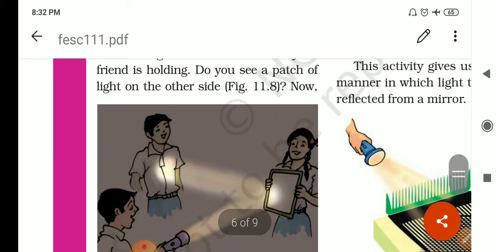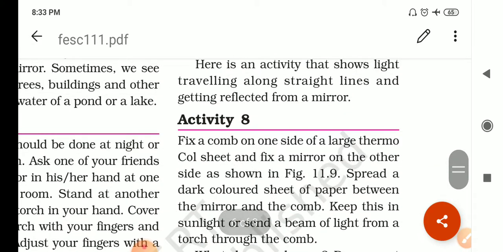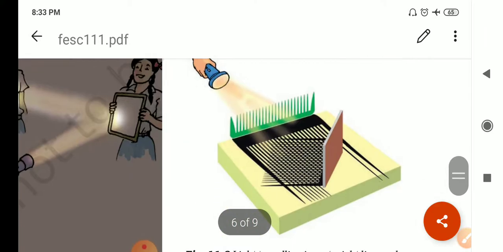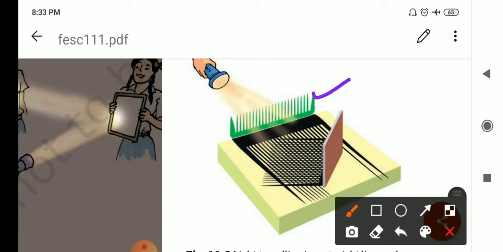Okay, this activity I have already told you. Now one more is there, this one. What you have to do in this activity, you need one comb and a plain mirror. Fix the comb on one side of the table or a large thermocol sheet, and fix a mirror on the other side, and spread a dark colored sheet of paper between the mirror and the comb. It will be better for you.